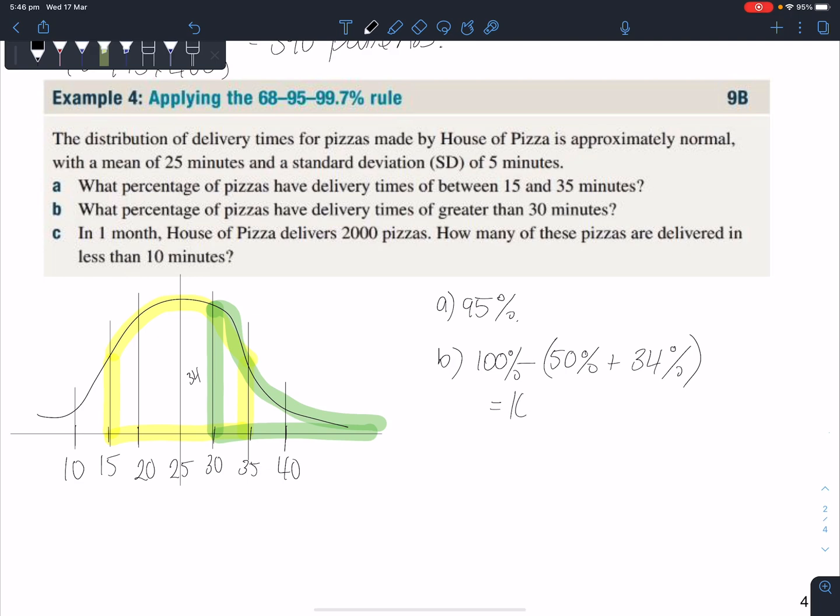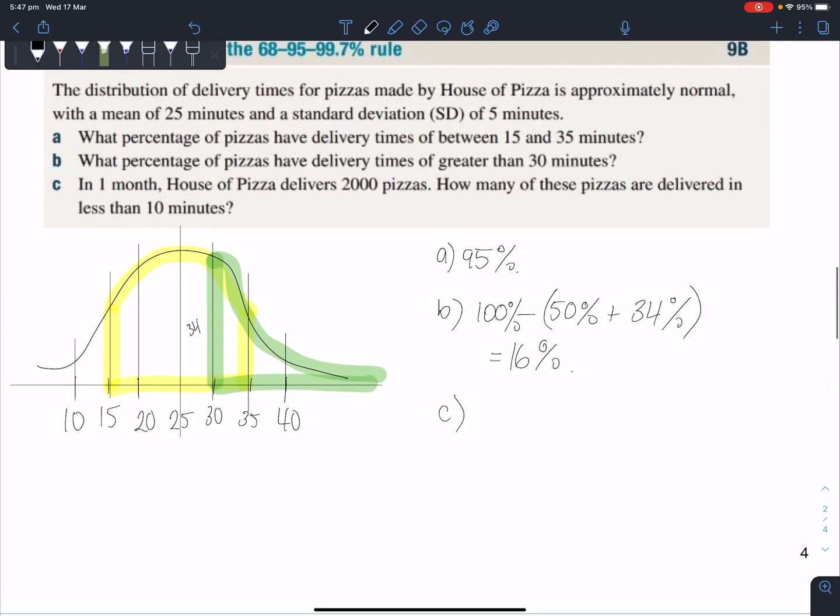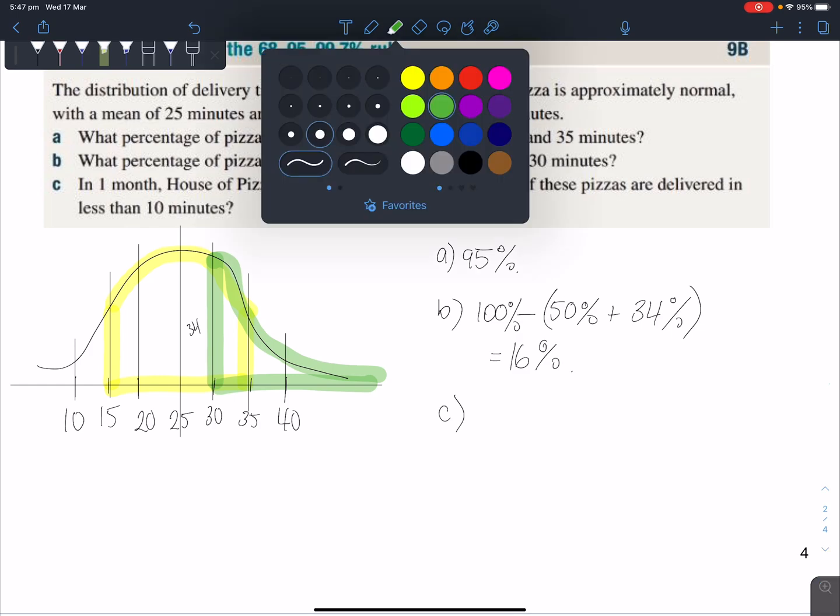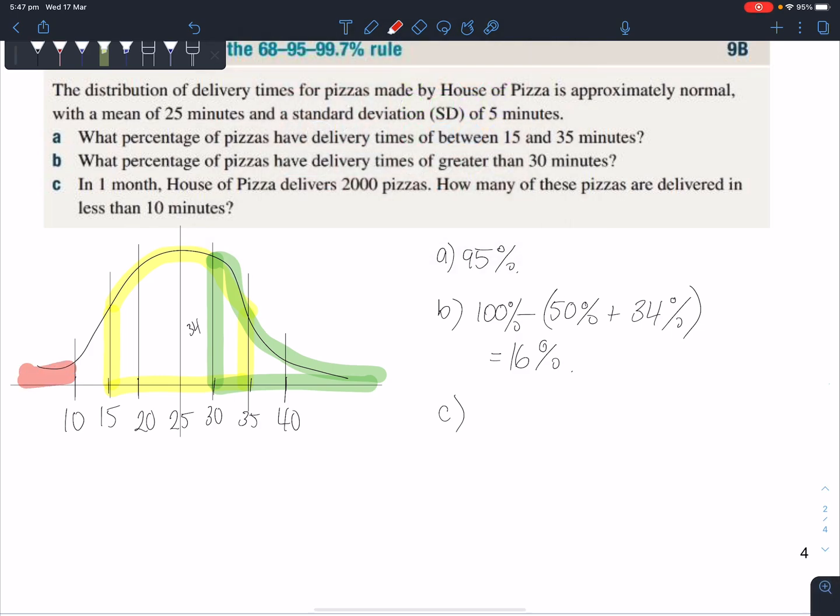Okay. Yep. Now C, in 1 month, House of Pizzas delivers 2,000 pizzas. How many of these pizzas are delivered in less than 10 minutes? Less than 10 minutes is all of this. Oh, sorry, I don't know why I'm using black. That would be what's here. So outside of the 3 standard deviations. Now, that's really hard for me to work out. So what I'm going to do is I'm going to work out both of them, and then I just want one. Okay, so that's going to be 100% of the data, all of my data, including that, minus 99.7. That'll give me both those little leftover bits.